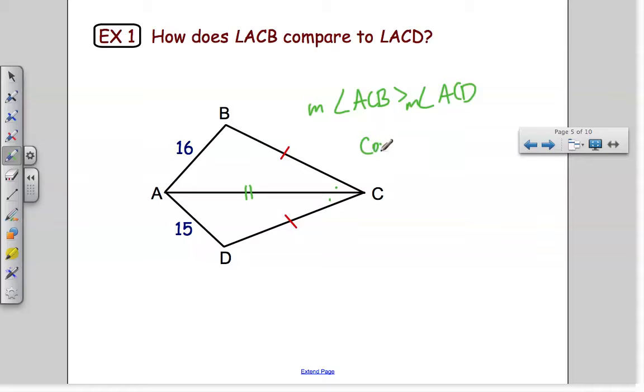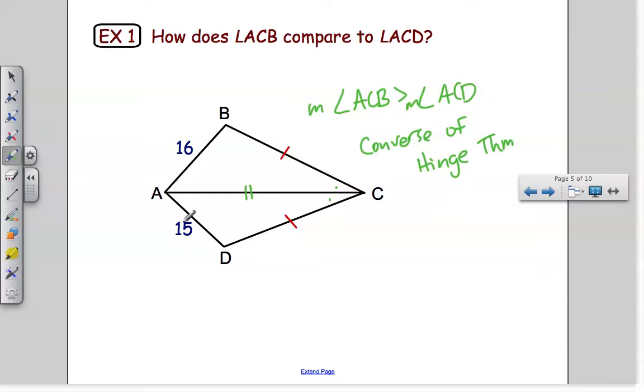Now this is the converse of the hinge theorem. Because I had the two congruent sides and the third side was larger than the third side here, I know the angles opposite have the same relationship as the lengths of the sides.